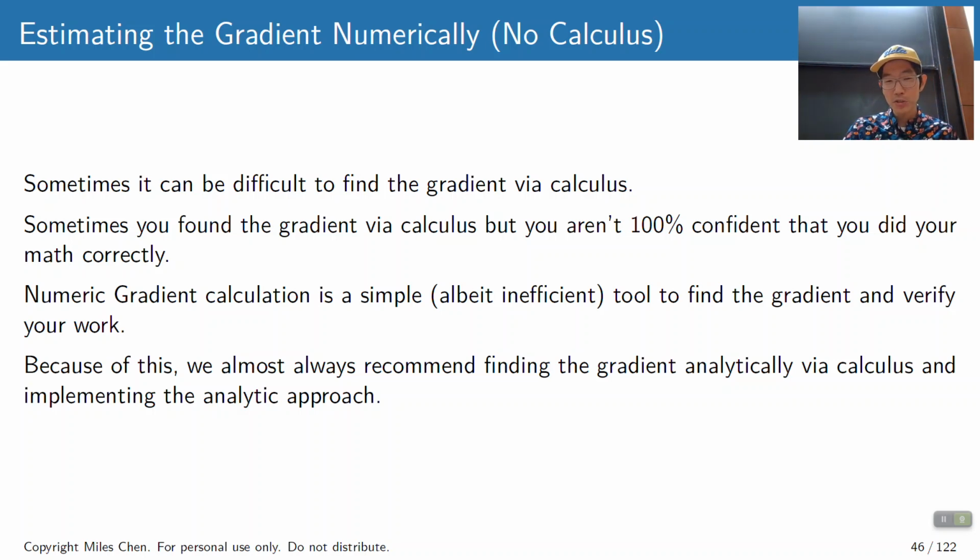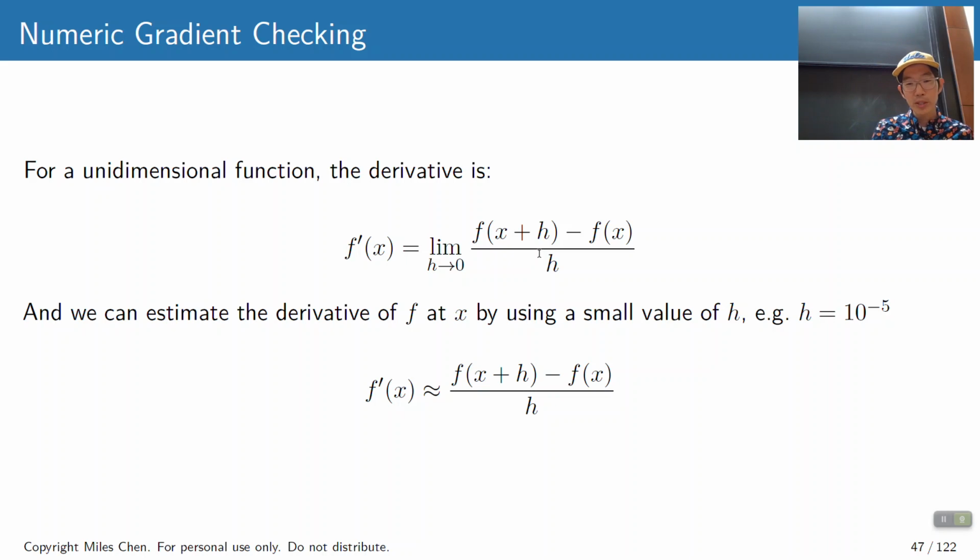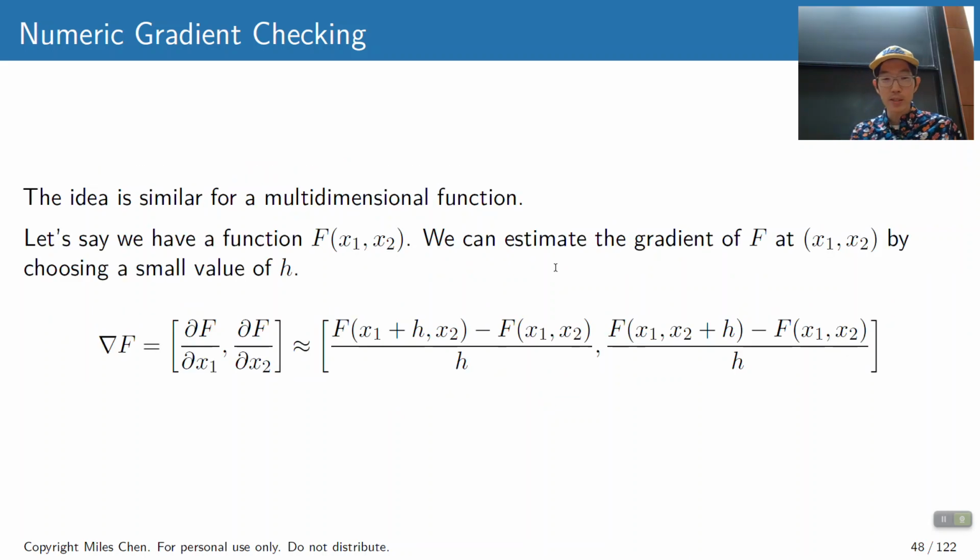And so I generally recommend always finding the gradient analytically via calculus, and then comparing your analytic solution to a numeric gradient check. And if it matches, then go ahead and implement the analytic solution. The way numeric gradient checking works is it's based on our classical definition of the derivative, where you have a function at x, and then you add a tiny little h, and then you say how much did the function change, and you divide by h. And so we're just going to do that numerically.